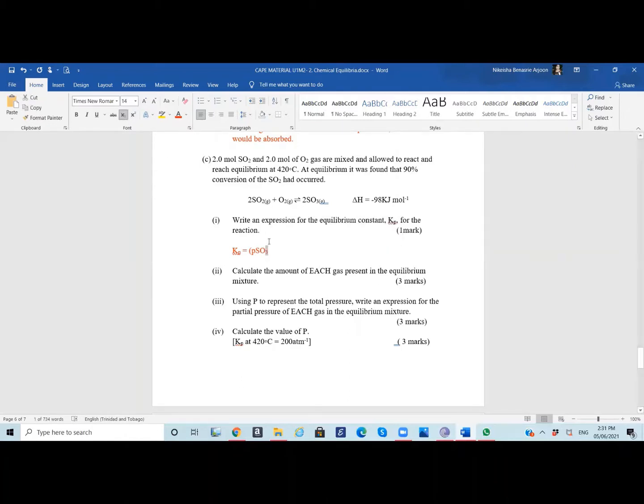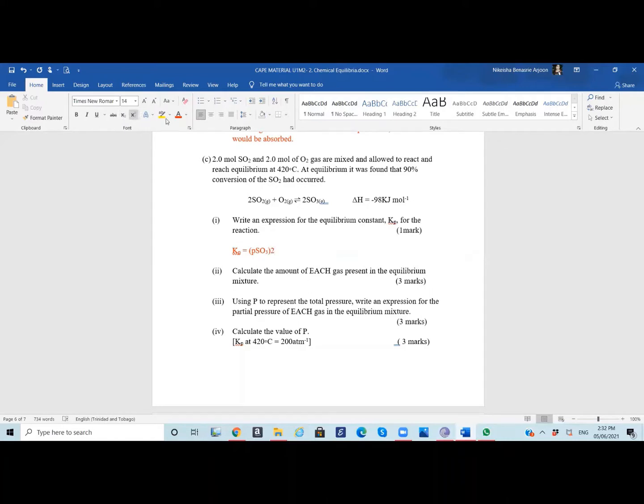Of course, the state of matter of the components in your equation matters. It will determine whether it is Kc, Kp, Ksp, or so on. In this case, we're dealing with gases, so it's Kp we're looking at. We can write an expression for Kp. We're looking at partial pressure, so it will be PSO3 squared.